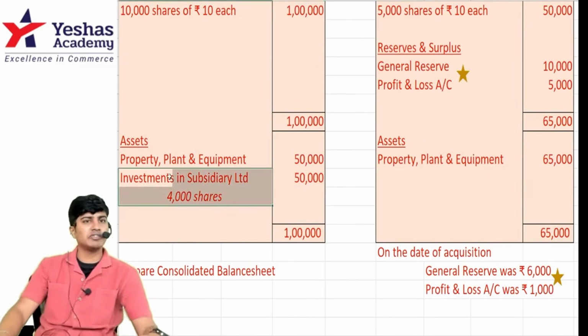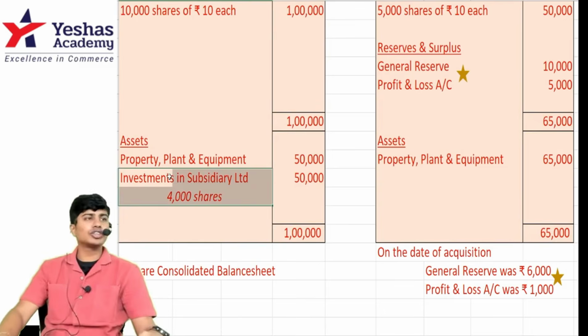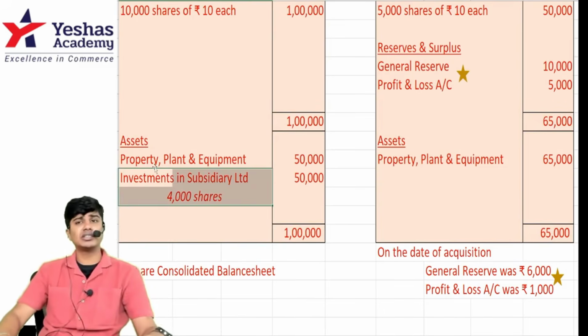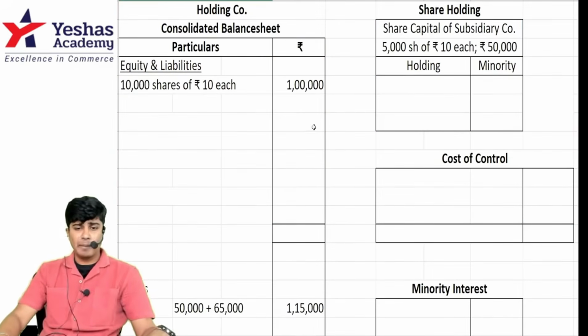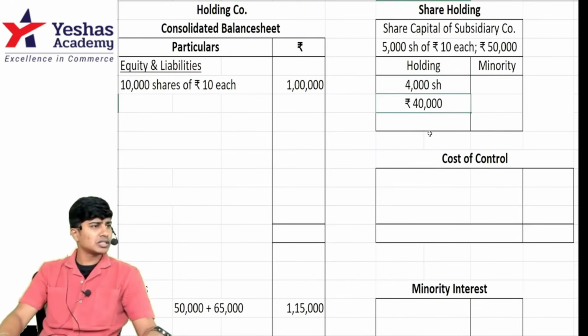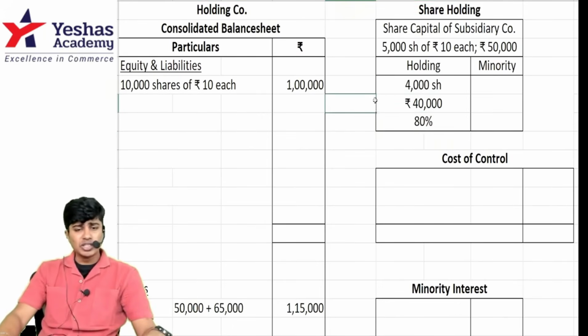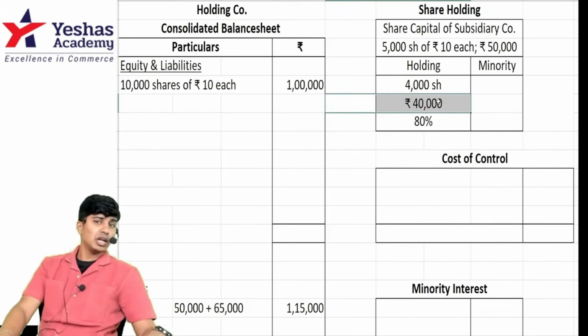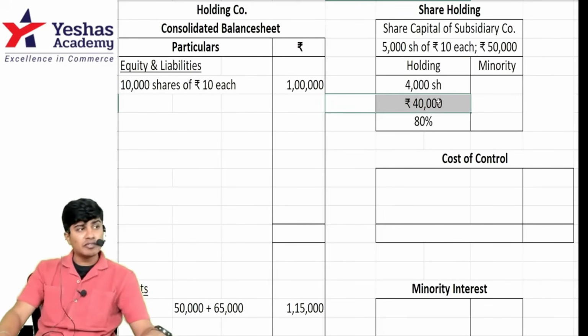Investment in subsidiary. How much investment have I done? 4,000 shares. I've invested in how many shares? Can I say share capital holding's part is 4,000 shares, which is 40,000 rupees, which is 80%? Correct? What do I do with this 40,000? It should be compared with book value of investment. What is this 40,000? Nominal value of investment.